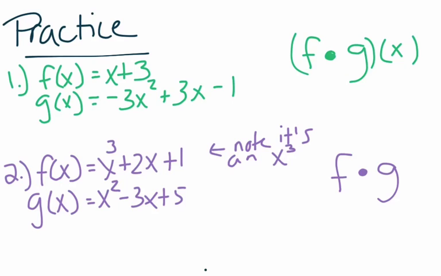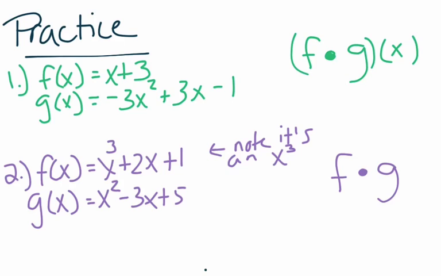I'll take a second and pause the video so I can write those out. All right, so here they are. I did one in green and one in purple, and I'll talk you through them. You can pause the video, make sure you copy everything down. For the first one, f of x is x plus 3, which is nice, and g of x is negative 3x squared plus 3x minus 1. You're going to be doing f times g of x.